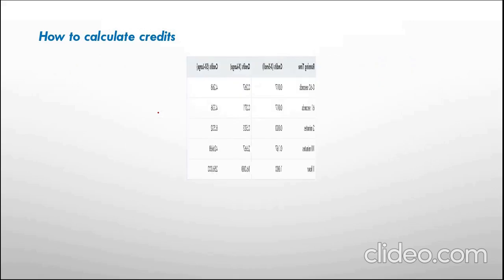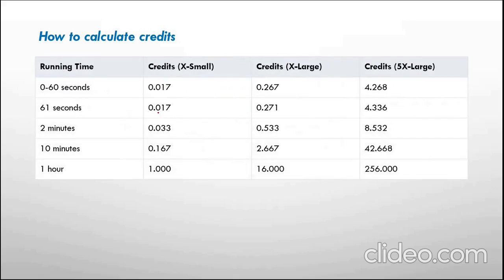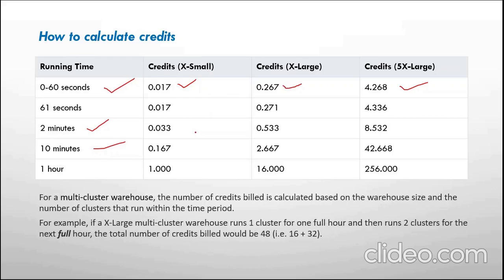This is one more example of how to calculate credits. This is for information only. Most of the interviews, if they ask, you can easily understand these questions on how to calculate credits. So this is running time: 0 to 60 seconds for extra small, they charge the credits like this, and for extra large. This is for example purposes only. Then per minute, 61 seconds, 2 minutes, 10 minutes, they charge these credits. As we previously discussed, this is how these credits are charged.